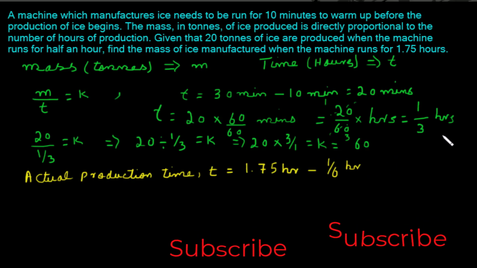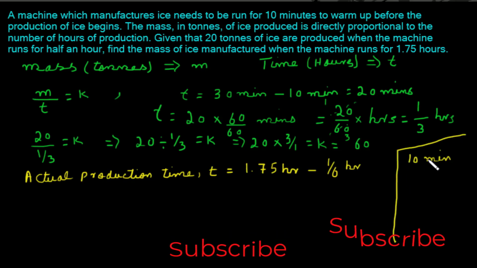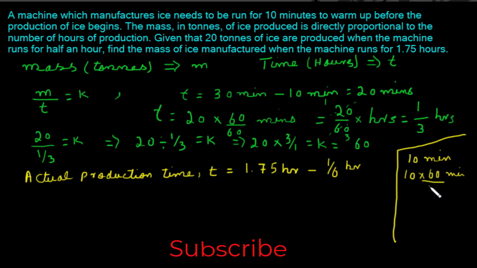If you need to know how this can be, let me write 10 minutes, multiplying and dividing it by 60 minutes. The 60 minutes I can write as an hour, and this is 10 by 60. Using 10, it becomes 1 by 6 hour. Now if you use a calculator and subtract 1 by 6 hours from 1.75 hours, you will come up with 1.5833 hours. I am using a calculator, so you can also use it.